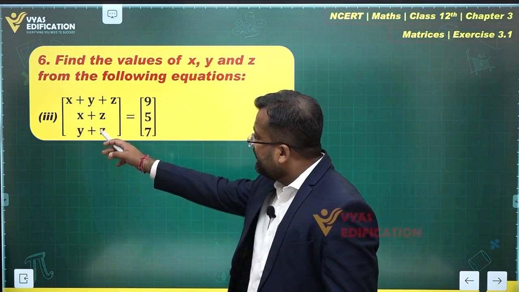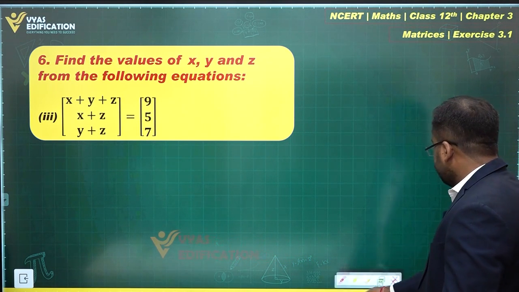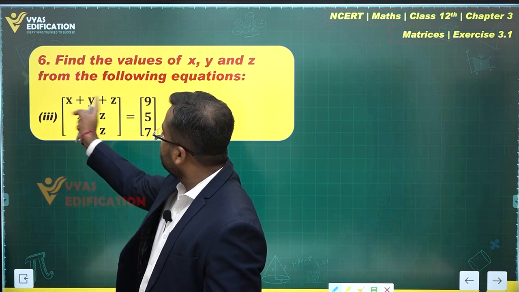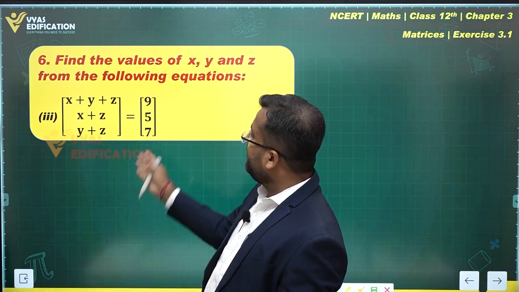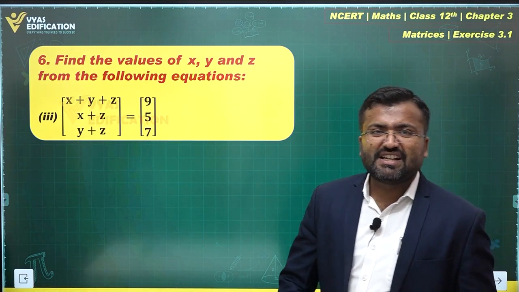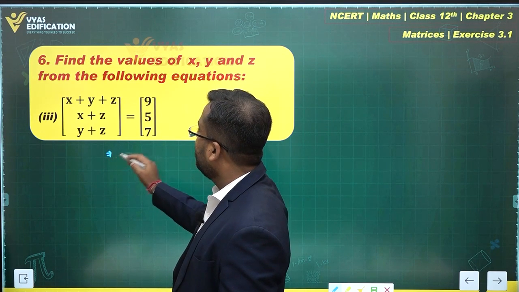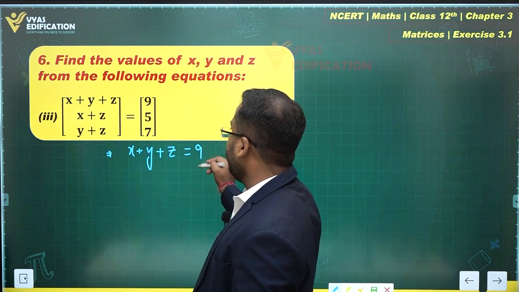What do we have over here? This matrix is equal to this matrix, and the matrices on LHS and RHS, are they of the same order? Yes. This has 3 rows and 1 column only. This is a 3 by 1 matrix. This is also a 3 by 1 matrix. We can compare directly and we get x plus y plus z equals 9.